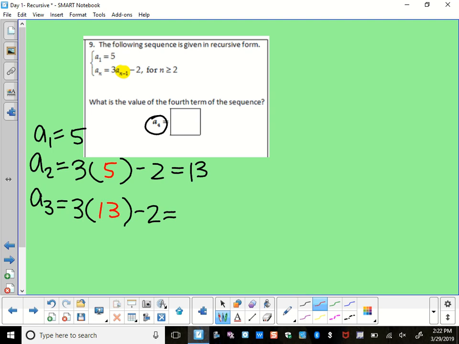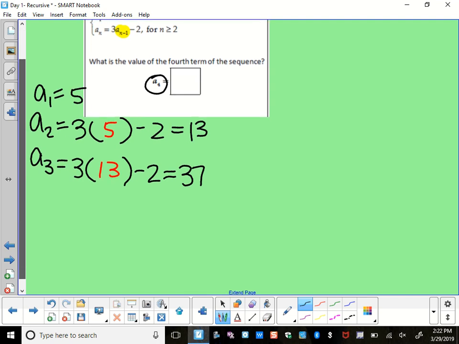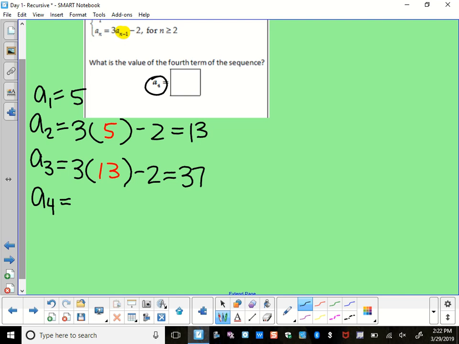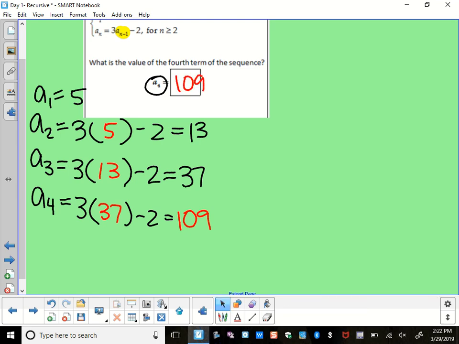Type this into your calculator, what do you get? 37. Be careful not to put negative there. Right? It's a minus, so we're subtracting 2. We're not multiplying by a negative 2. And then your fourth term is 3 times your previous term minus 2. What did you guys get? 109. So when they asked you what is the value of the fourth term in this sequence, you would type in 109 on your SOL. Does this make sense? It's a lot of writing, but okay.